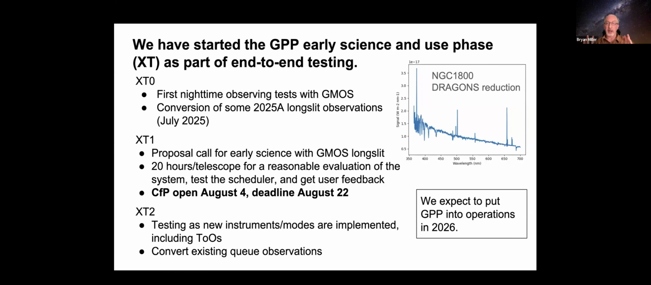Unfortunately, that won't include the TOO capabilities, but we're starting to incorporate that, and that will be tested during our XT2 phase, in which, as we roll out new instruments and modes, we will convert existing queue observations to use GPP, work with the PIs, and get data on some fixed GPP nights. And I think we'll probably be reaching out to various TOO programs to help test the system when we have TOOs ready to go. And we expect GPP to be in operations sometime next year. So we're entering the home stretch on that.